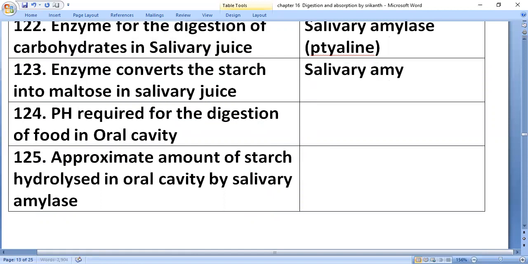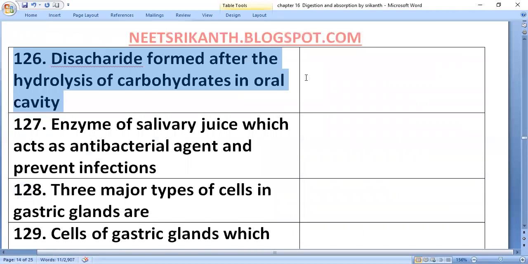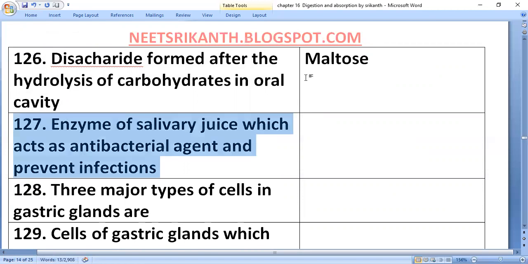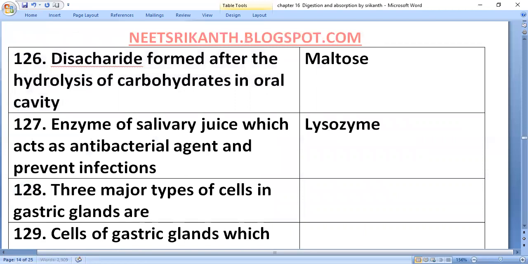The pH required for the digestion of food in the oral cavity is 6.8. Approximately 30% of starch is hydrolyzed in the oral cavity by salivary amylase. The disaccharide formed is maltose. The enzyme of salivary juice that acts as an antibacterial agent and prevents infection is lysozyme.